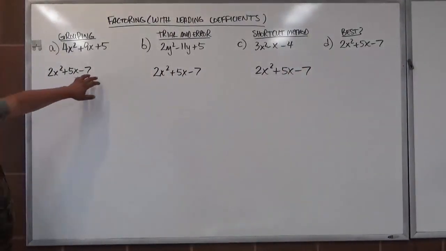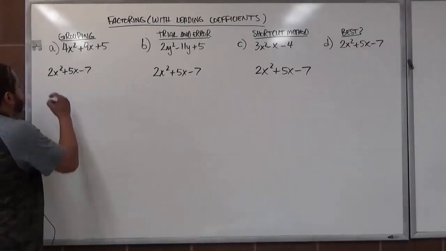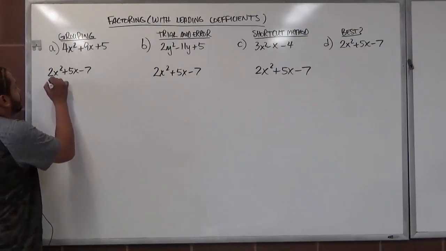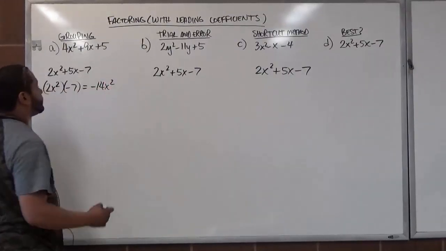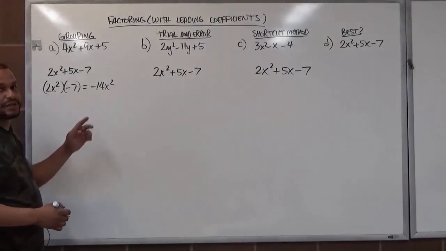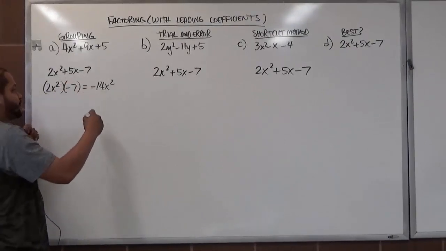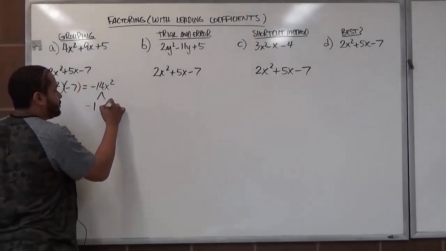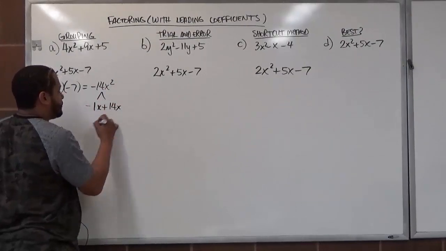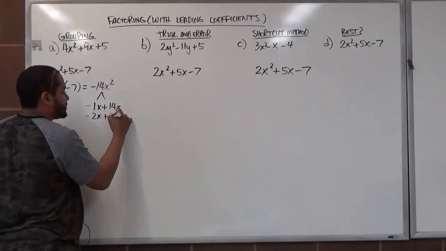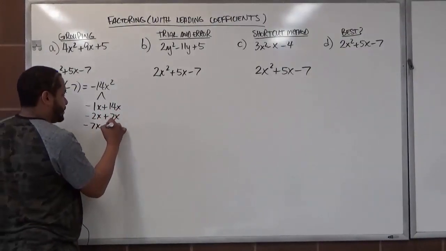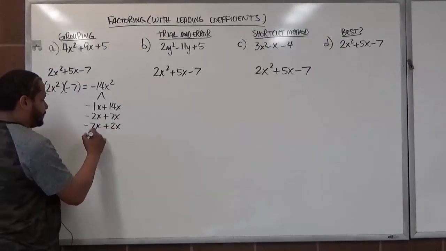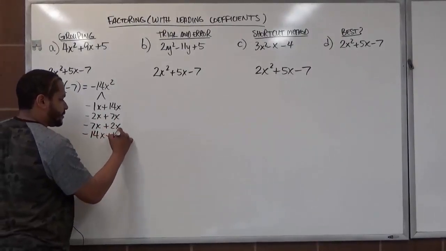So using grouping, what we want to do first is use the master product, right? 2x squared times minus 7. That's going to be negative 14x squared. We're going to look for all the possible factors of negative 14x squared, add them up, find the middle term, and use grouping, right? So we have negative 1x, positive 14x, negative 2x plus 7x, that's negative 14x squared. We have then negative 7x plus 2x, that's also negative 14x squared, and negative 14x plus 1x.